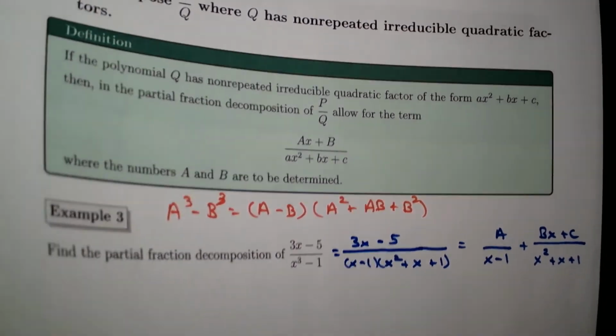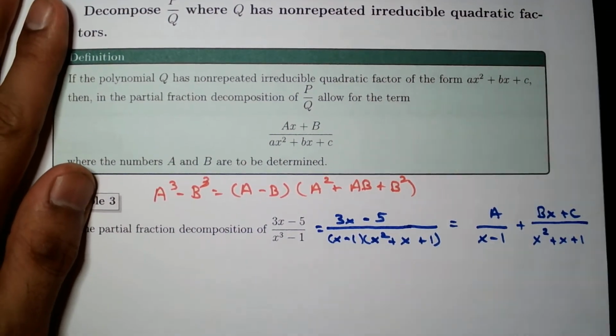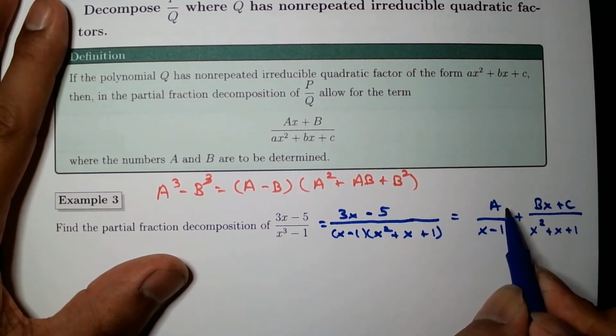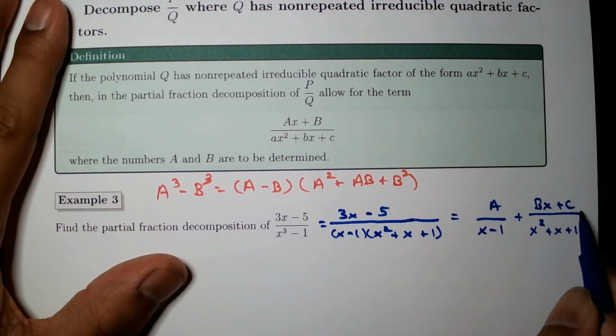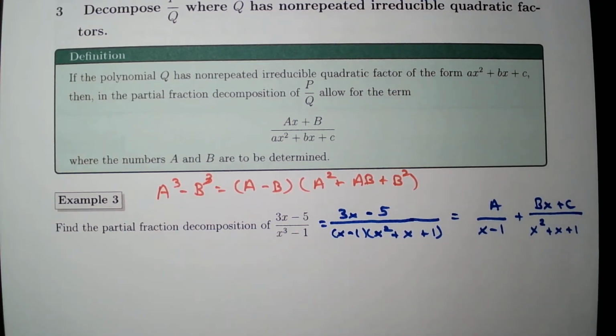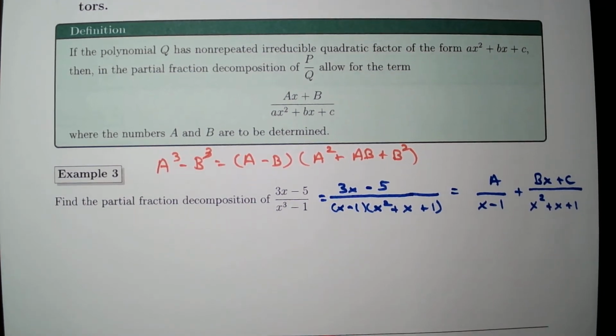For this case, linear again corresponds to 1 degree less, which is degree 0. Quadratic corresponds to 1 degree less, which is degree 1. So that's the main takeaway here. You might want to keep it in mind. All right, so we're going to proceed to do the rest of the process.